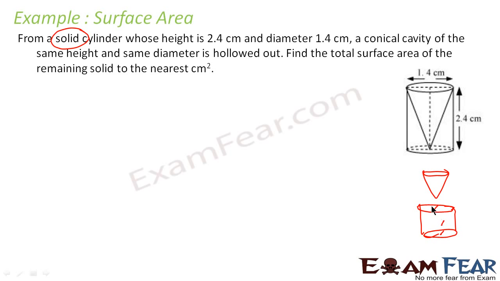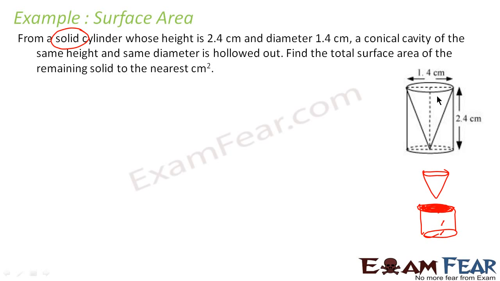Now, from this, the area is hollowed out, and in this the cone is inserted actually. So that means we should not take the top area now. Why? Because this is hollow now. Since it is hollow, this is gone. On this, we have put this.